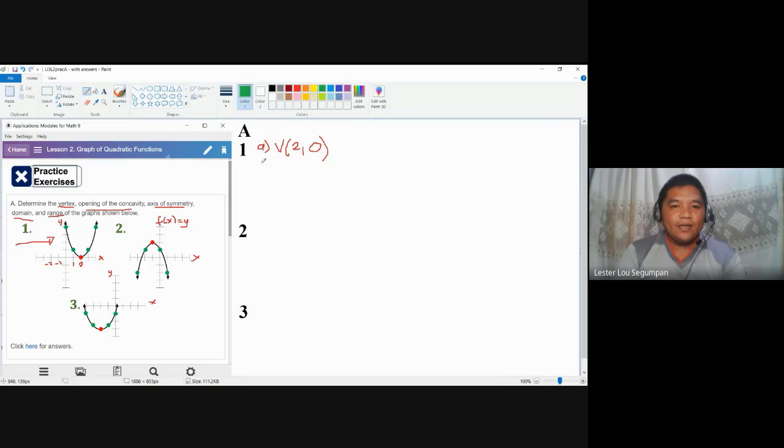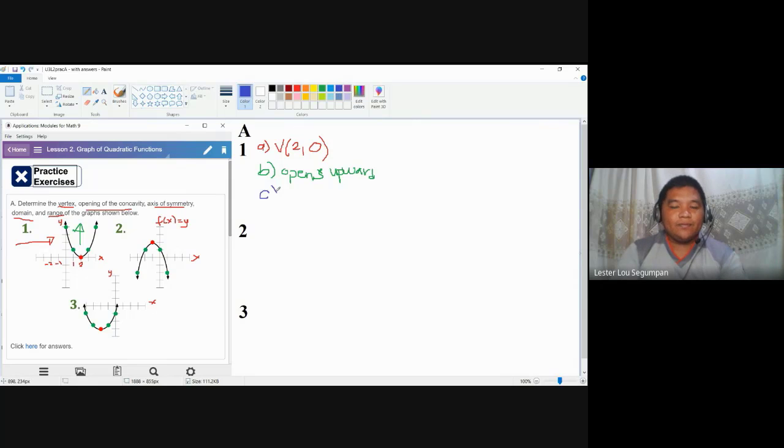Letter B, opening of concavity. When you say opening of concavity, in grade 7 you talked about concave forms of polygons. Concavity means where does it open? Where is the graph opening towards? As you can see, the graph opens upward. That's for its opening of concavity.